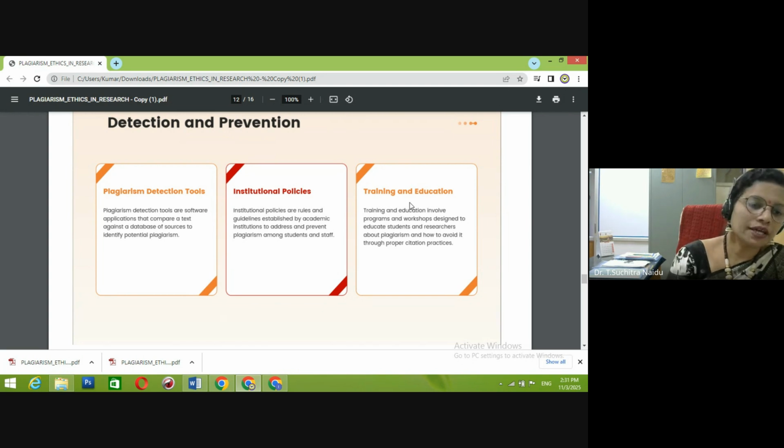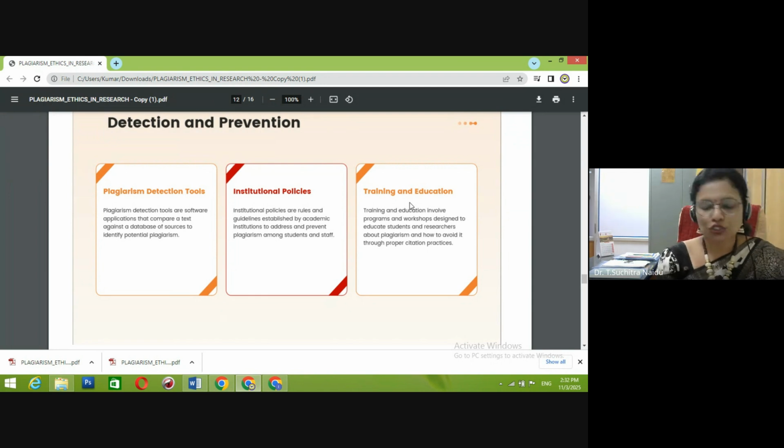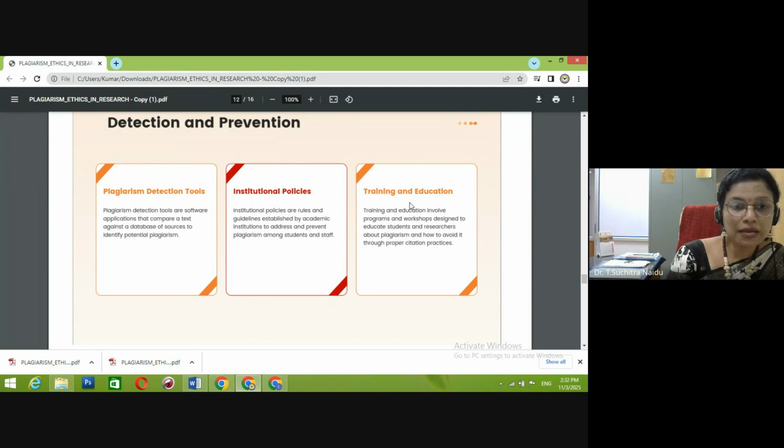An institution can take a subscription of any one plagiarism detection tool, and the entire research that is happening in the institution, let it be student projects or the research done by the faculty, can be checked for plagiarism by using that particular tool. So this is about plagiarism detection tools. These are all purchased versions, but you also have some free online tools where plagiarism can be detected to an extent.